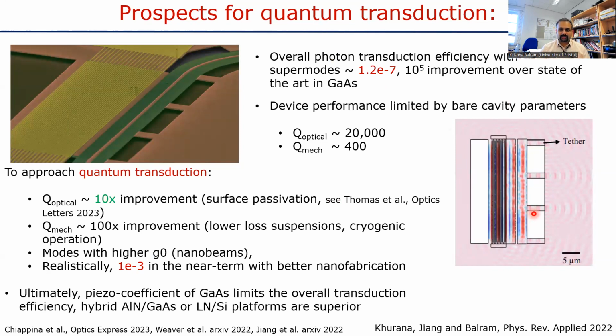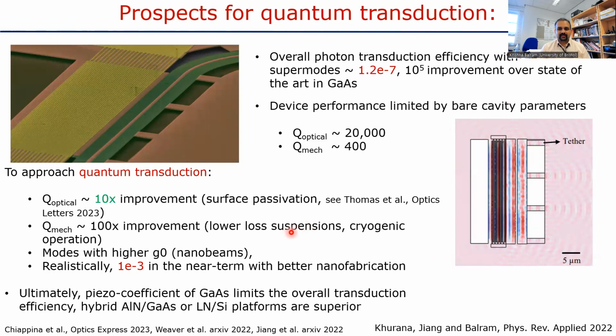In parallel, we have pushed on all of these fronts, better optical performance, better mechanical performance. And we believe that transduction efficiencies on the order of 1e-3 to 1e-2 are within reach in this platform. And this is something we hope to demonstrate soon. But what ultimately matters for quantum transduction is near unity efficiency. So how do we get there?